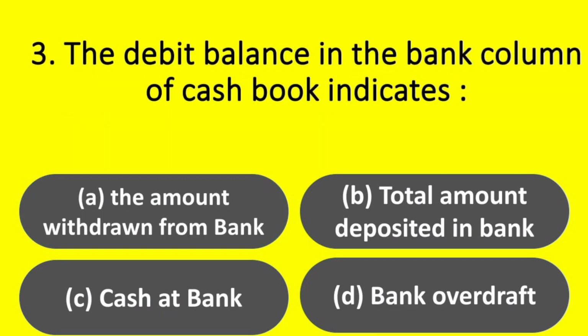The debit balance in the bank column of cash book indicates: option A, the amount withdrawn from the bank; option B, total amount deposited in bank; option C, cash at bank; option D, bank overdraft. Answer: option C, cash at bank.